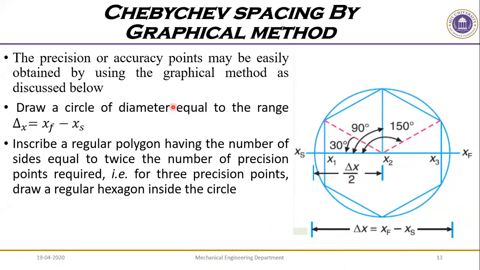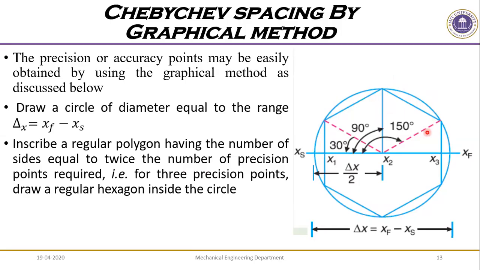Suppose you have to find out 3 accuracy points. So n is equal to 3. So you have to inscribe a regular polygon having number of sides equal to twice the number of precision points. If you have to find up to 3 precision points, you have to inscribe a polygon having twice n sides. 3 is 6, 3 into 2 is 6. So a 6-sided polygon means what? Hexagon. You have to inscribe a regular hexagon.